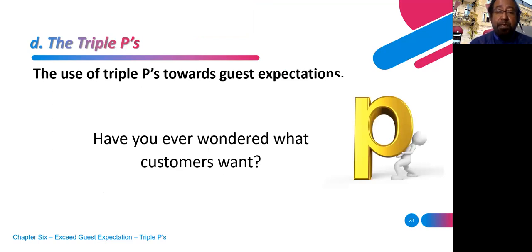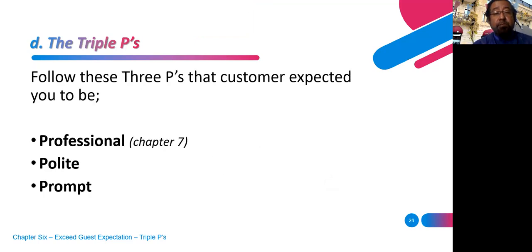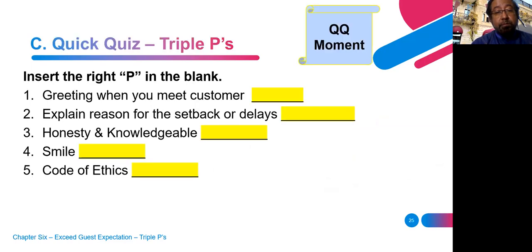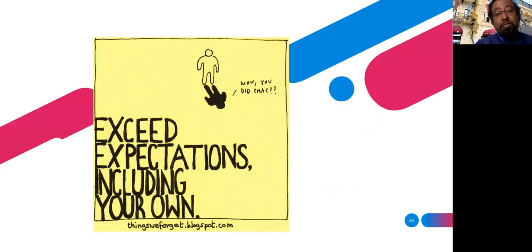The use of triple P. So what are these triple P? It is professional, polite, and prompt. After we explain each one of them, we have a quick quiz on triple P. So greeting when you meet a customer, you feel it, what kind of P is there? Greeting when you meet a customer, that is polite. Explaining the reason for setbacks and delays, that is prompt. So this kind of question we try to discuss.